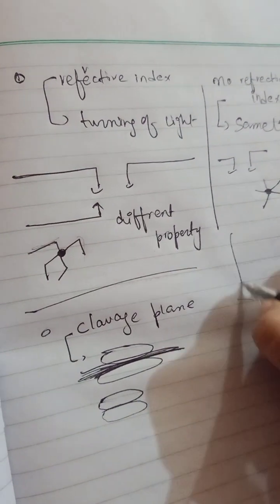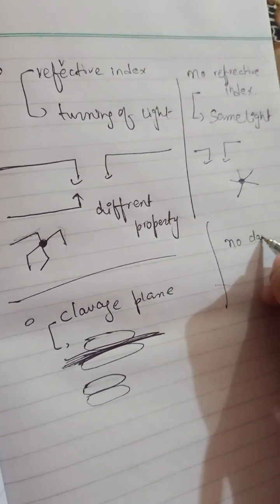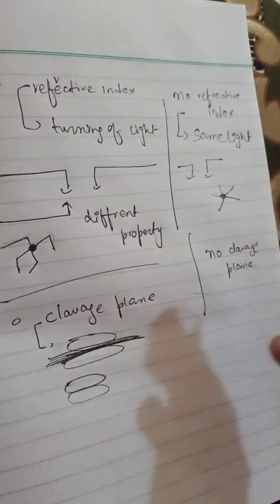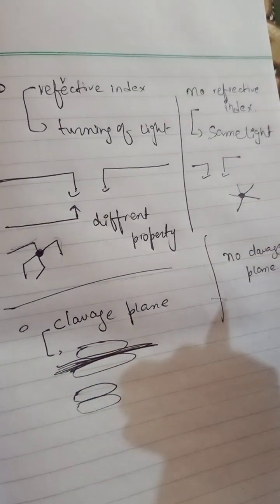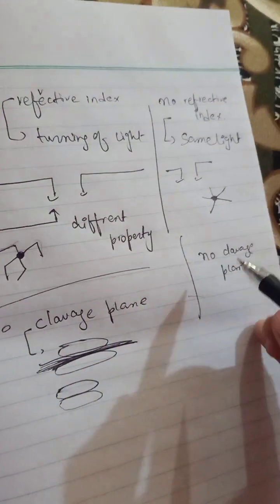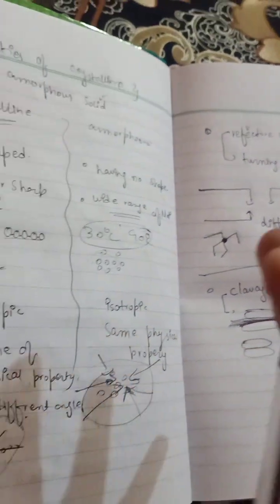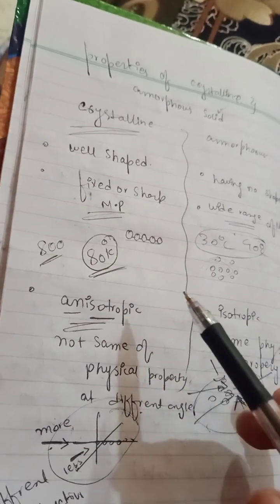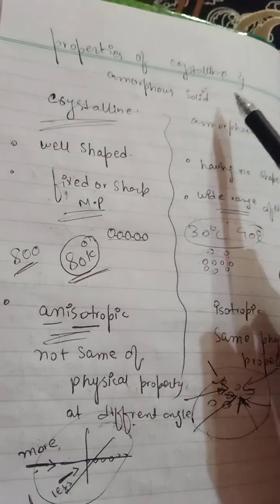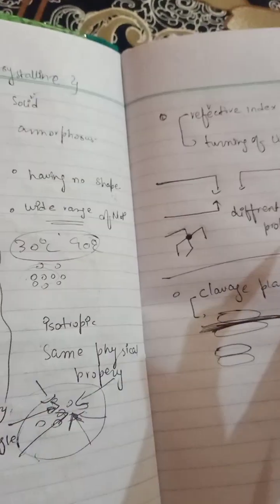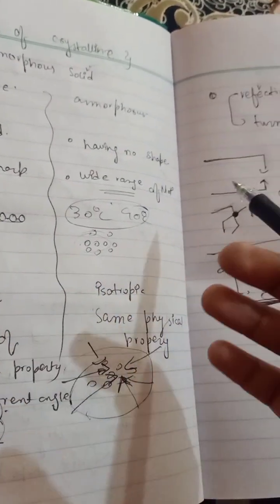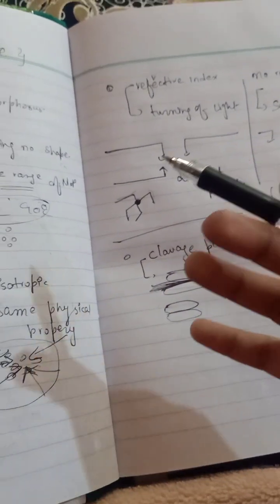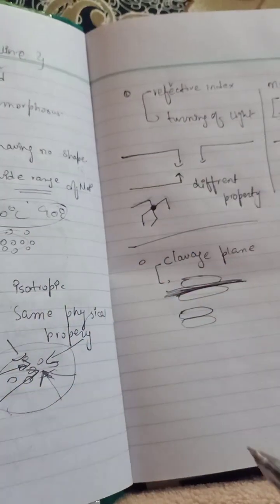If we talk about this one, they have no cleavage plane, because as you all know, they are irregular in shape. So how would they have a cleavage plane in their geometry? So this was about some properties of the crystalline and the amorphous solid. In the next video we will discuss the geometry of the crystalline solid, like isomorphism as well as polymorphism. Okay.